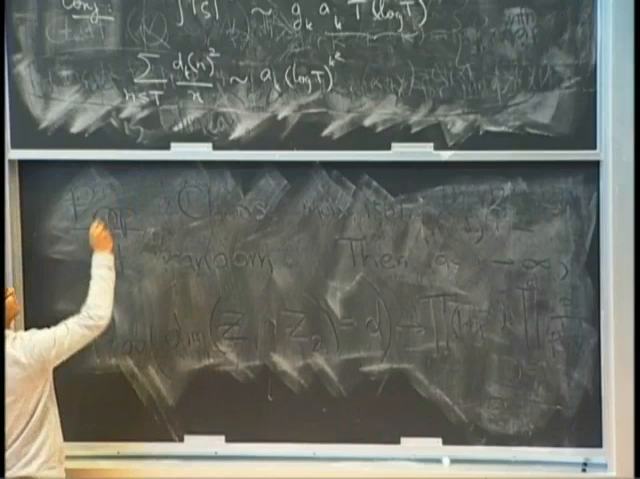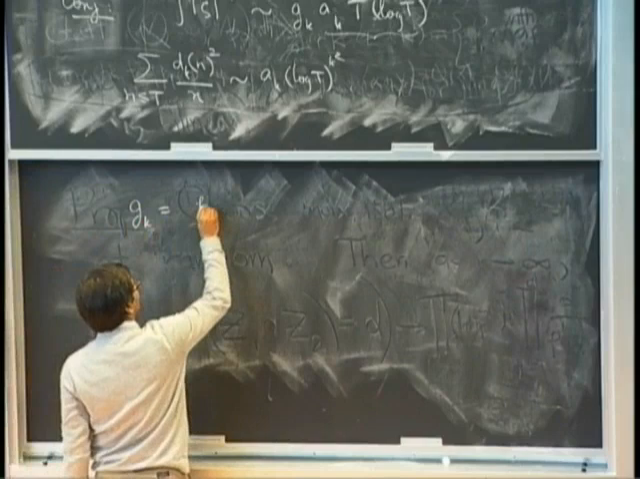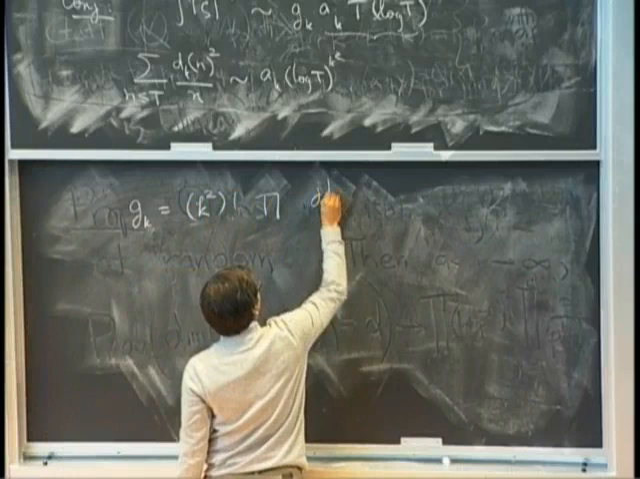This is quite nice for integers. It's something like k squared factorial times a product of j factorial over k plus j factorial.